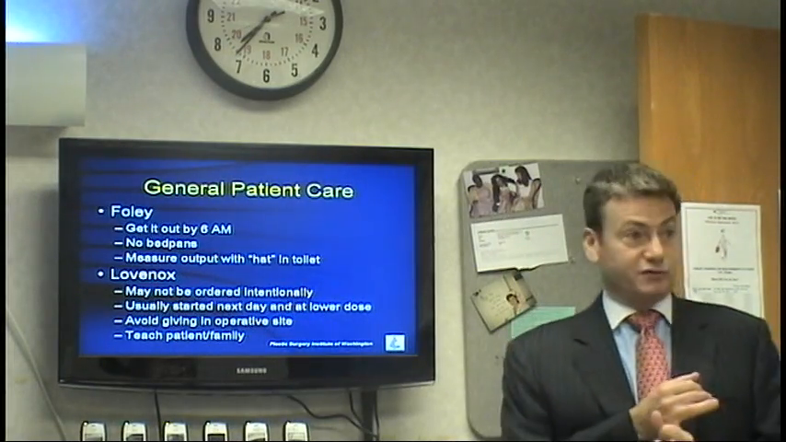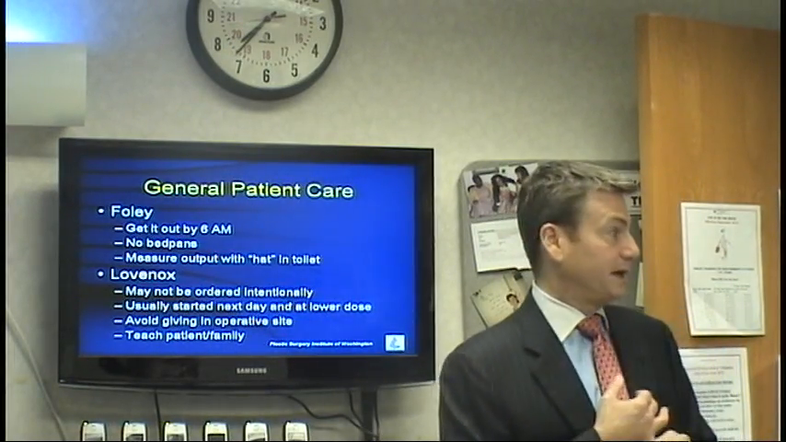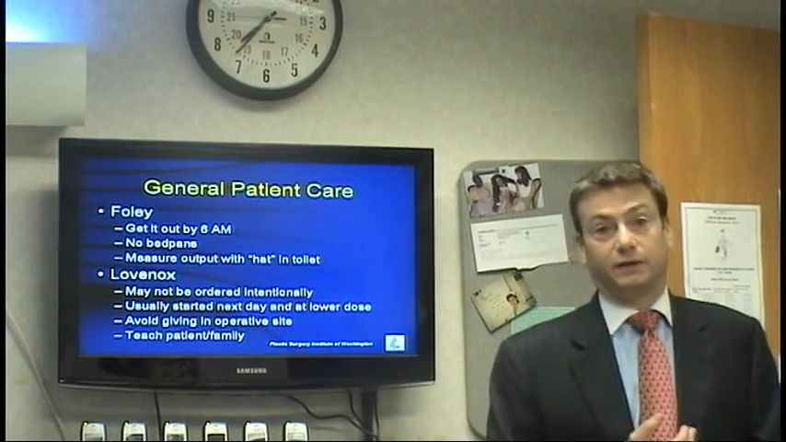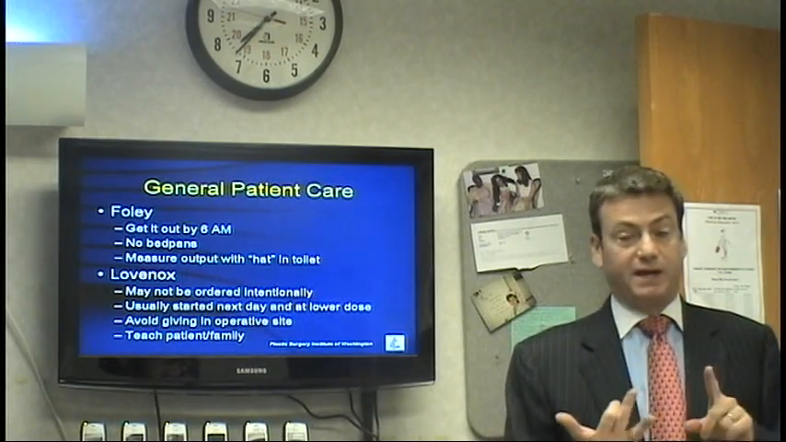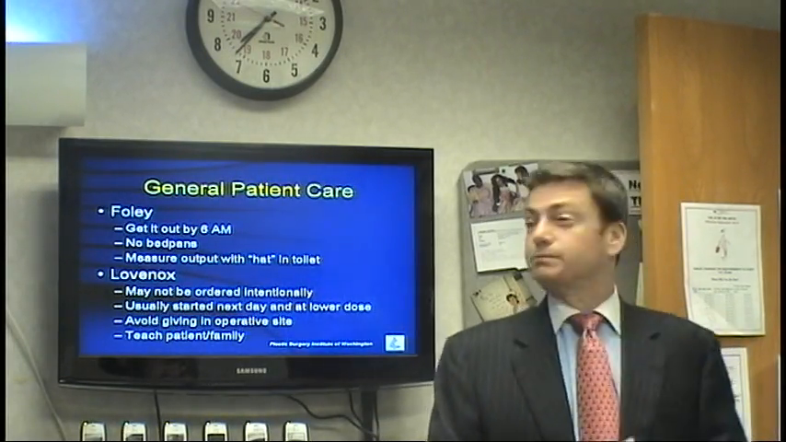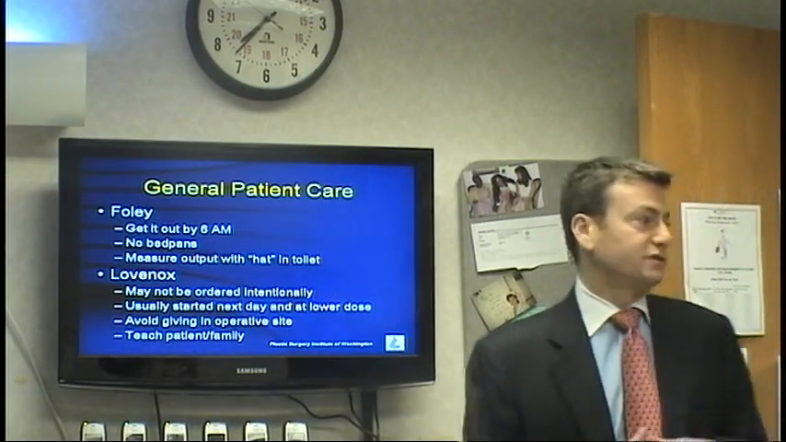Patients who have had bariatric surgery previously and are now coming in for body contouring, almost all of them have had Lovenox when they had their gastric bypass, gastric sleeve, or lap bands. So patients are familiar with it.